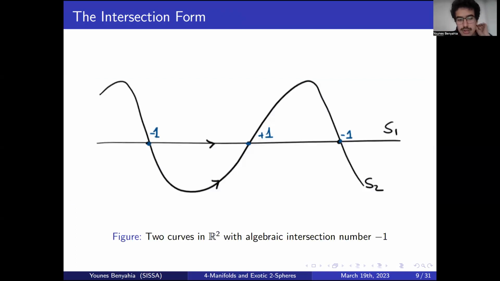So for example, if you take these 2 curves in R2, you can see that the first point has the opposite orientation of the standard R2, and the second one has the correct one, so +1. The third one has, again, the opposite. So in total, it's -1 + 1 - 1, which is -1. So in this case, the algebraic intersection number is -1.